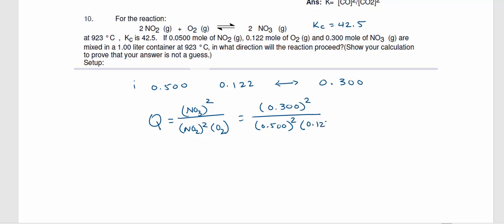And we calculate our Q value. This Q value is 295. Because Q is greater than K, we need to shift this so that Q decreases. In order to get Q to decrease, we need to remove product and make reactant. So this will shift left towards the production of reactant.